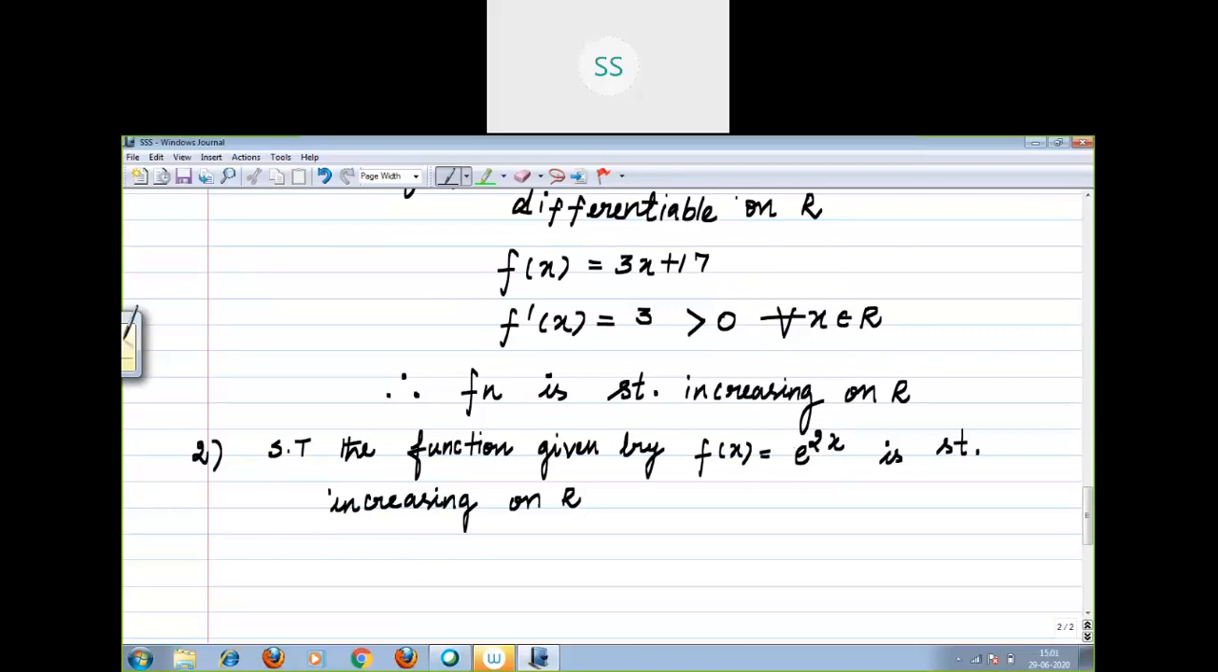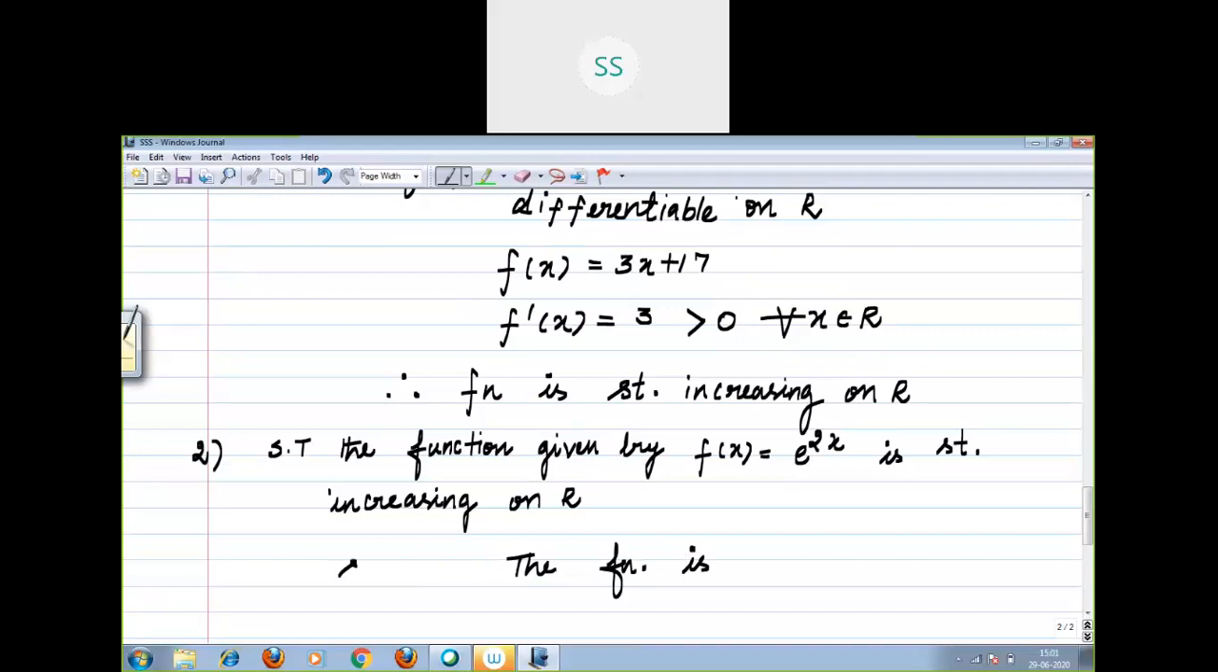One thing I want to tell you: the power of the exponential, whether it is negative or positive, the value is always positive. For example, e power minus 1 also you will get as a positive value. E power 1 also you will get as a positive value. That is a common result, right? Now, here also the function is continuous and derivable. Here you can't say it is a polynomial.